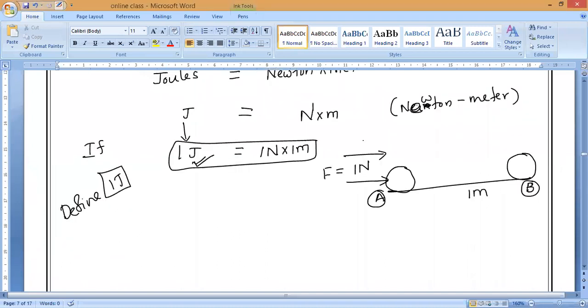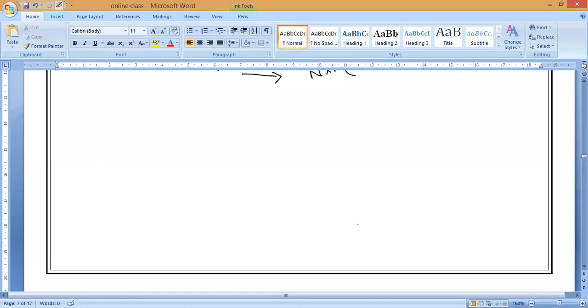So this is what we call 1 joule. So 1 joule means what, guys? 1 Newton into 1 meter. That is what you have to understand. So for work done, we have 2 units. Either you can write joule, or you can write Newton into meter, or Newton meter. Both are correct. Is it okay, guys? Everybody?